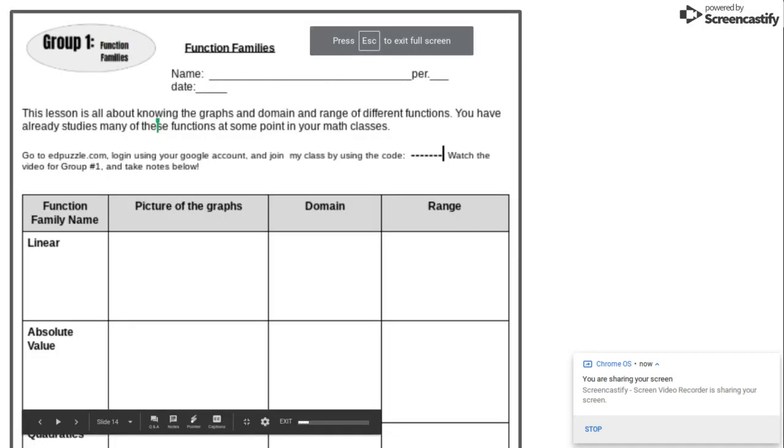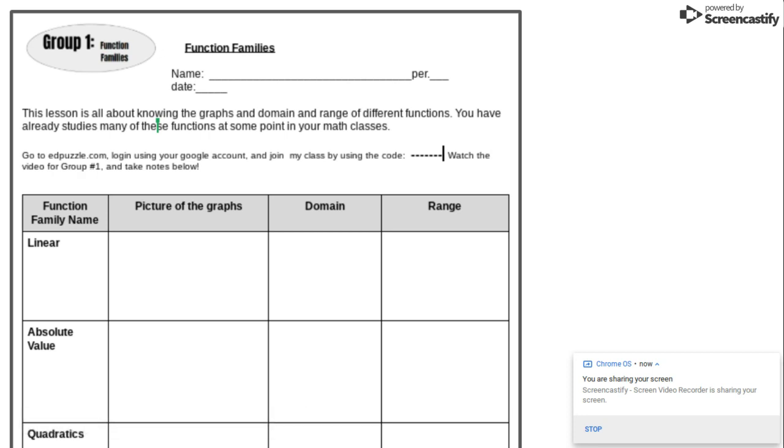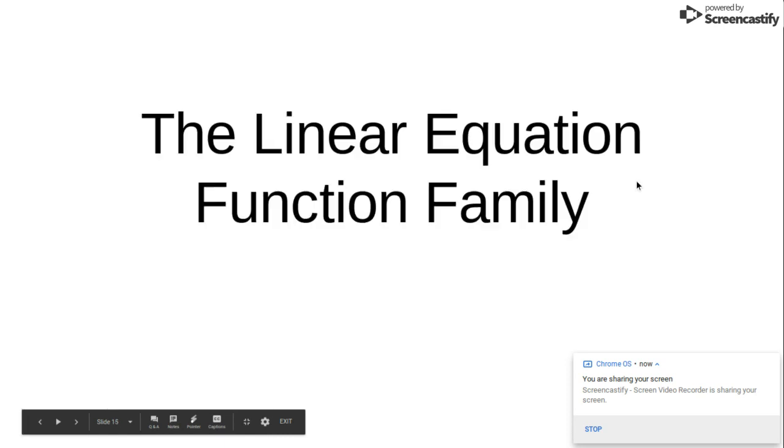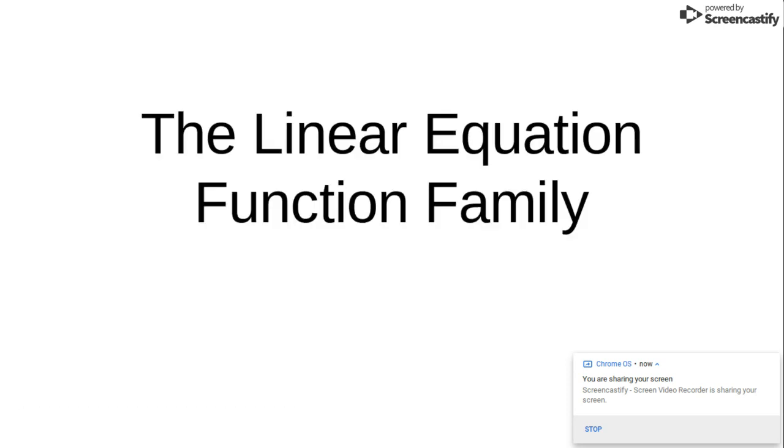Hello, group number 1. Please make sure you have your worksheet ready to go and that you're taking notes as we listen to this presentation. Your job will be to fill in all of these boxes on your worksheet. So let's get started with the linear equation function family.